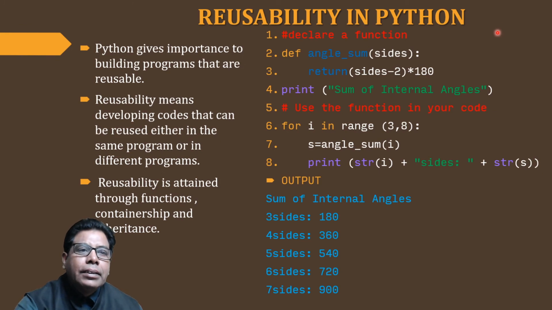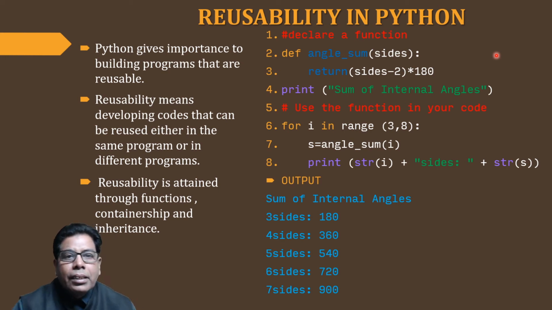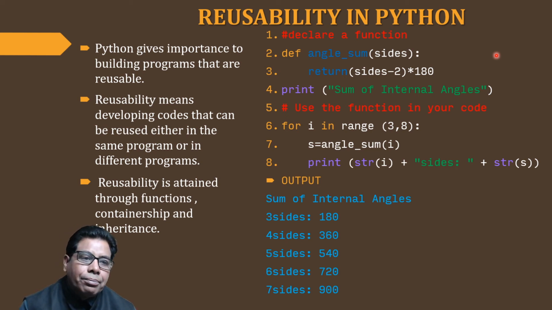Then let us see the next concept, reusability in Python. Reusability is very important in Python, because building programs that are reusable is given importance. Reusability means developing code that can be reused either in the same program or in different programs. So write the code once and use it again and again. That is the concept of reusability.